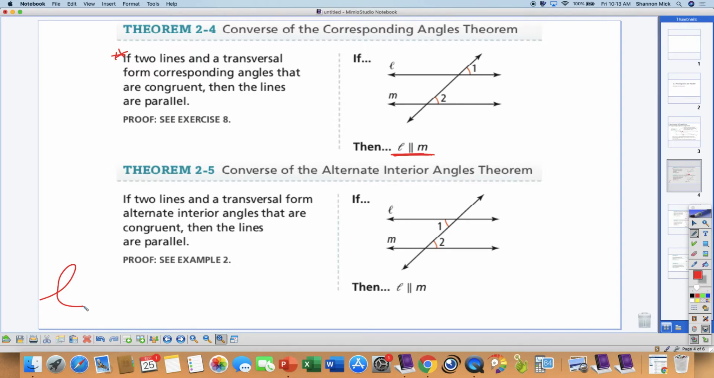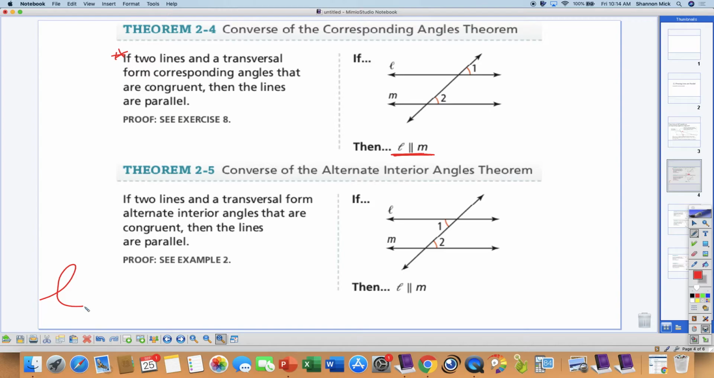Okay, the next one. The converse of the alternate interior angles theorem. So don't look at it yet. What did alternate interior angles do? If two lines are parallel and you had a transversal, alternate interior angles were what? You can look at your notes, not these notes, the last notes. If two lines were parallel and you had a transversal, alternate interior angles were what? Congruent.